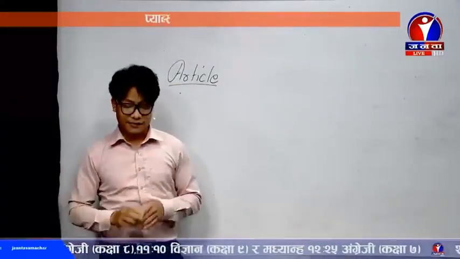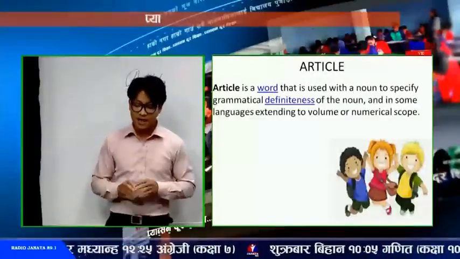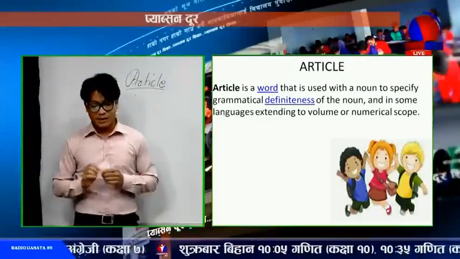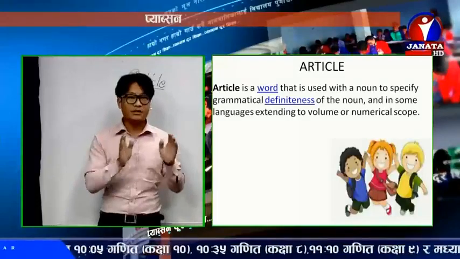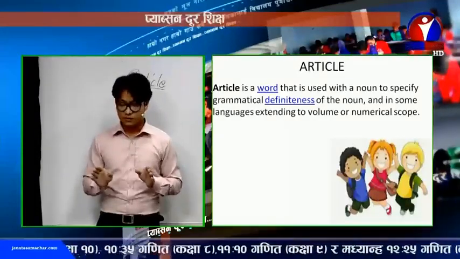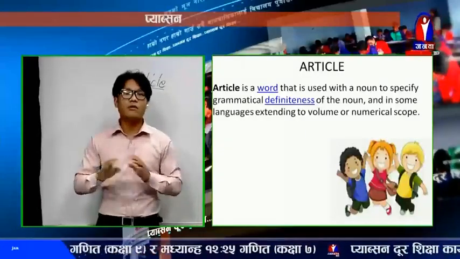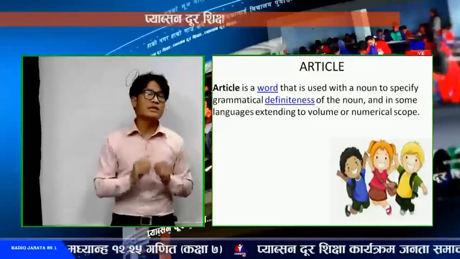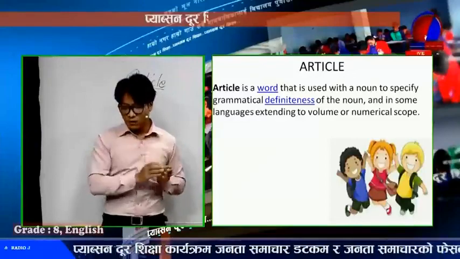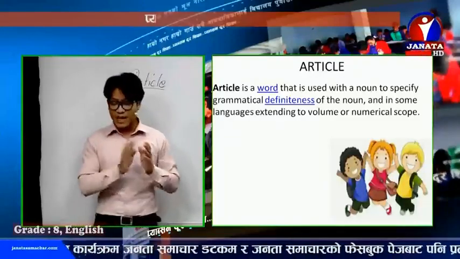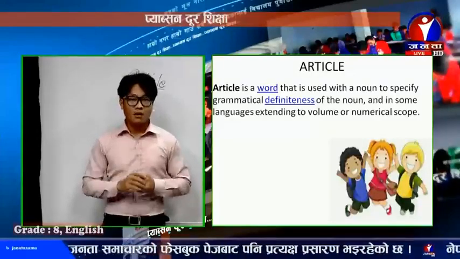First of all, let's have a short definition of article. I have taken this from Wikipedia. Article is a word that is used with a noun to specify grammatical definiteness of the noun, and in some languages extending to volume or numerical scope. So now the question is, which article extends volume or numerical scope and which article specifies grammatical definiteness? We will learn now.